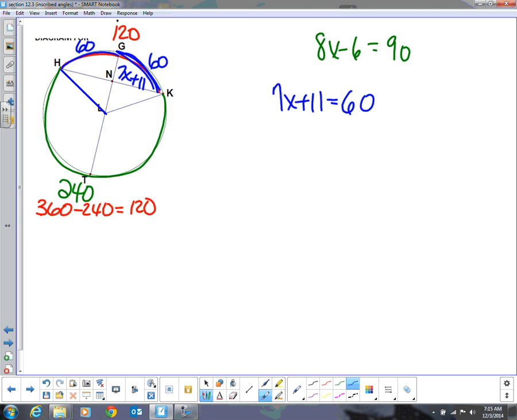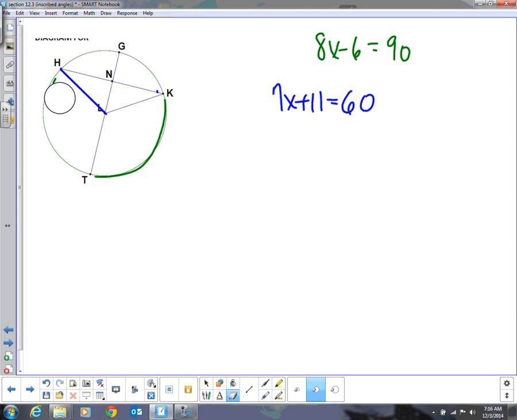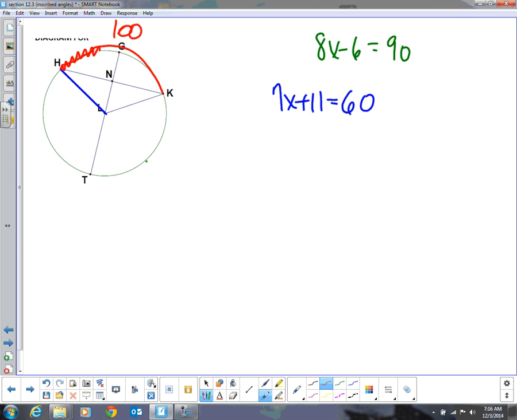Did 3 already. 6. We have arc HK now to be 100. All right, so arc HK is going to be this one. If this is 100, what is this? That's going to be 50. What is this? 50. What is this? 50. What is this? 50.